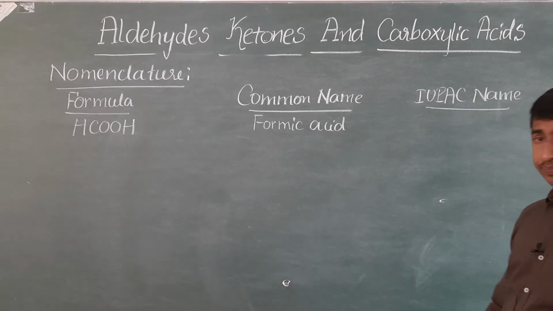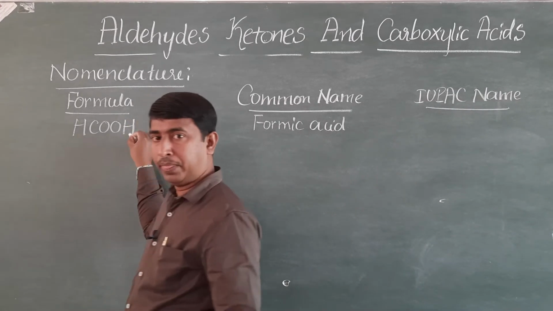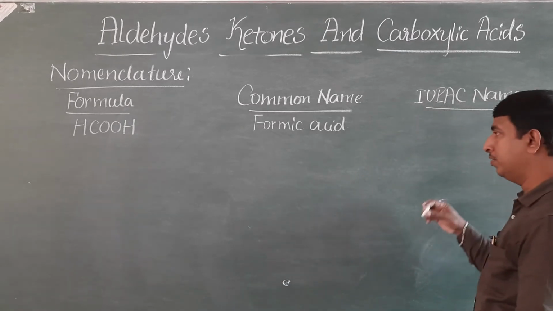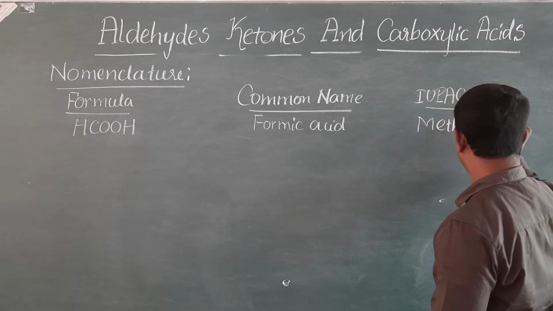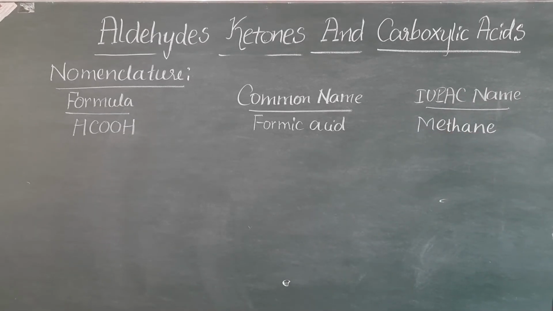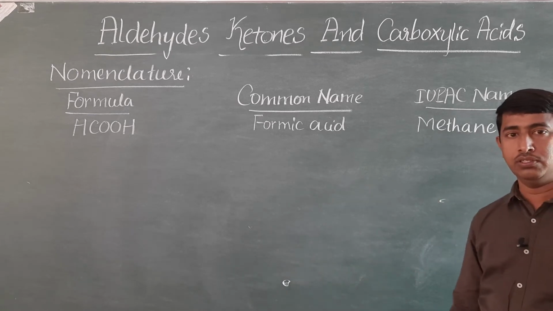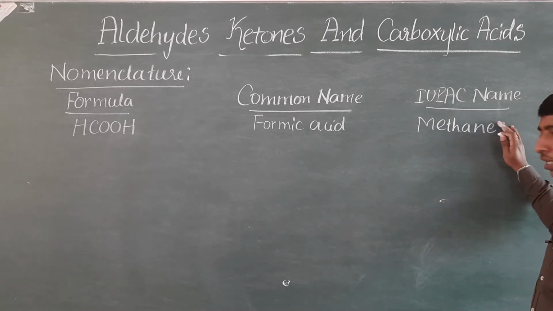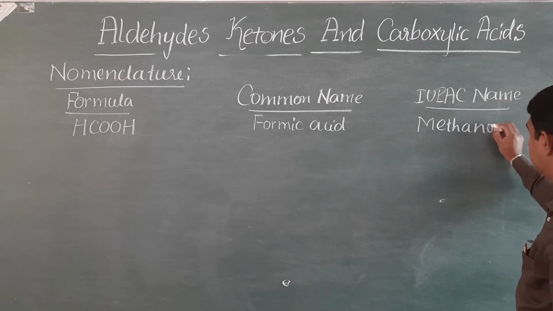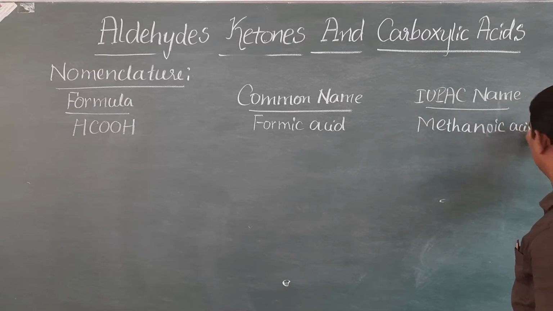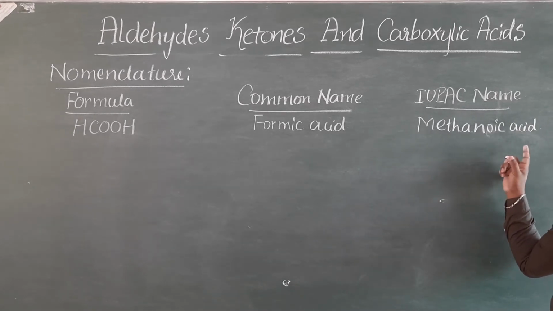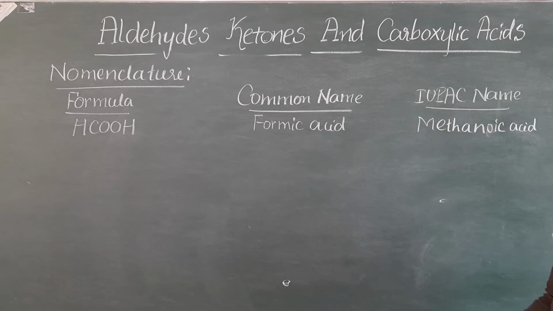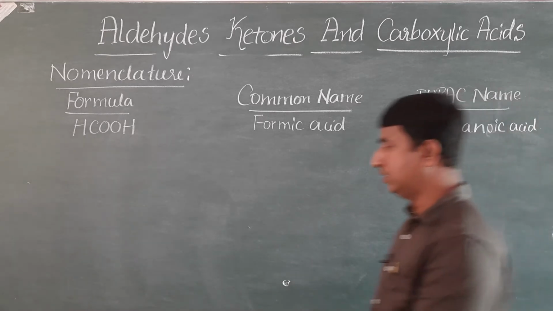What about the IUPAC name? If you observe this formula, there is only one carbon atom in it. So I would write the name of the alkane. Alkane containing only one carbon is named as methane. Replace this e by the suffix oic acid. So the name becomes methanoic acid. We know that the suffix used for carboxylic acid is oic acid. So the name of the acid is methanoic acid.